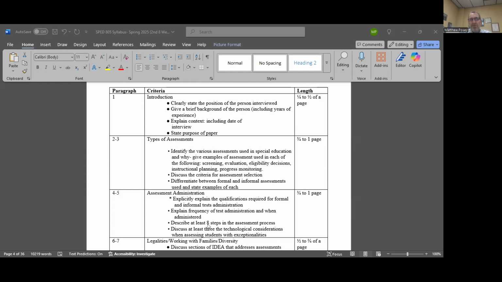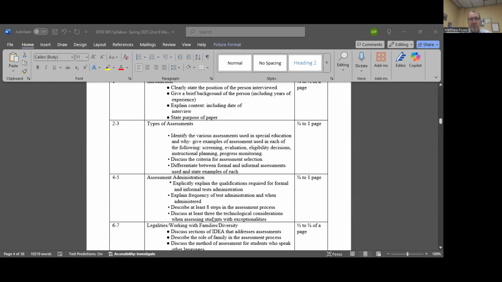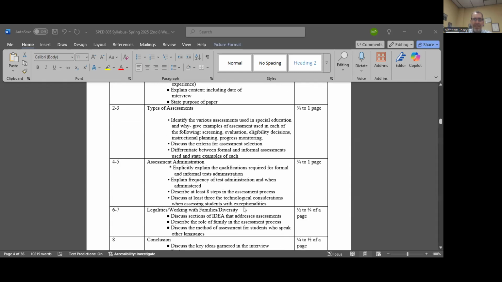Also, we're going to ask you to identify the 8 steps in the assessment process. Again, remember, we can't just out of the clear blue decide, hey, we need to test little Johnny because he failed his reading test. We think he has a learning disability in reading. It doesn't work that way. There are specific steps and processes that we have to go through, interventions before we even get to a recommendation for testing. Also in this section, you're going to try to identify at least 3 technological considerations when assessing students with exceptionalities. Okay, are there any technological considerations that need to be taken into account?